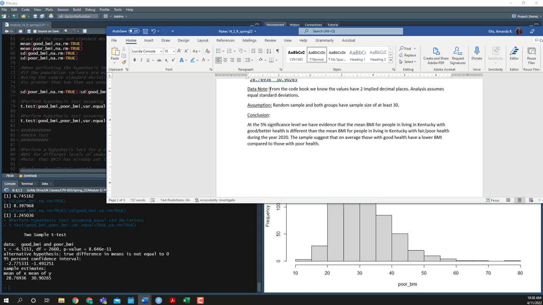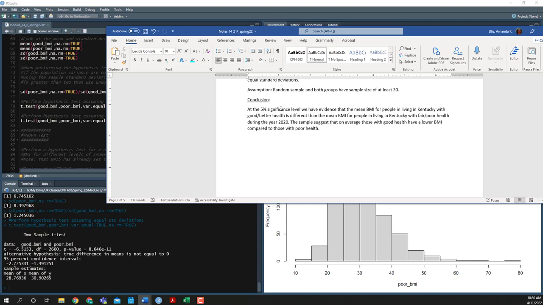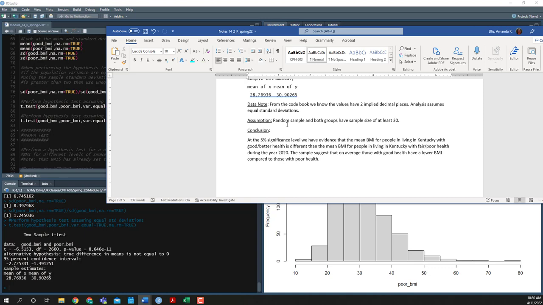Here in our data note, we're going to note that we did have those 2 implied decimal places for BMI, and we're going to assume equal standard deviations for the analysis. We have random samples, and both groups have sample size of at least 30, so the central limit theorem applies. And now for our conclusion. At the 5% significance level, we have evidence that the mean BMI for people living in Kentucky with good or better health is different than the mean BMI for people living in Kentucky with fair or poor health during the year 2020. We can also add here that the sample suggests on average those with good health have a lower BMI compared to those with poor health. And that's because in the sample we do see that average BMI for those with the good or better health is lower than the average BMI for those with the poor health.